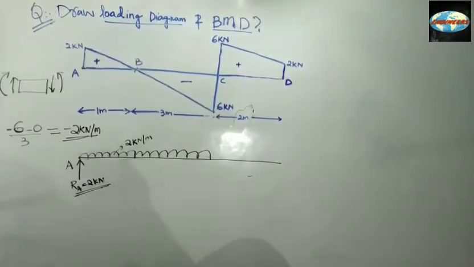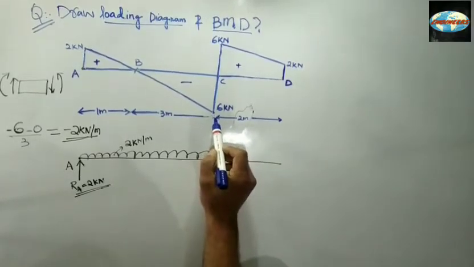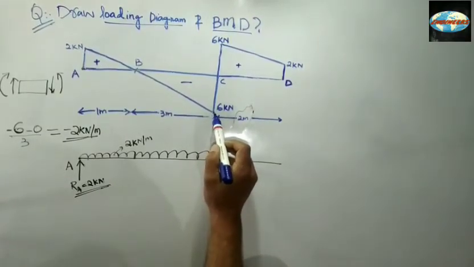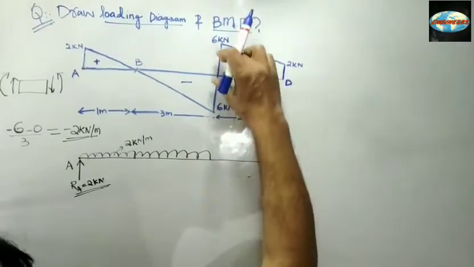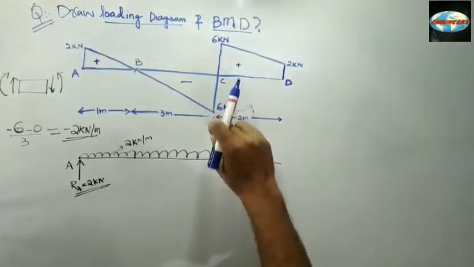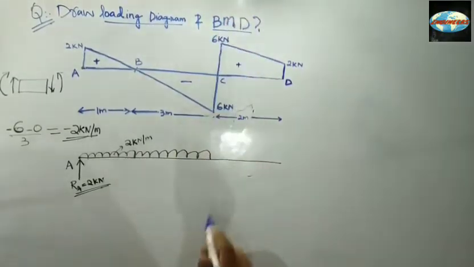Now see how to calculate that reaction. We have a support over here. The reaction is equal to the whole of the jump. Since this is 6 and this is 6, it has actually gone from minus 6 to plus 6. That means the reaction is 12.